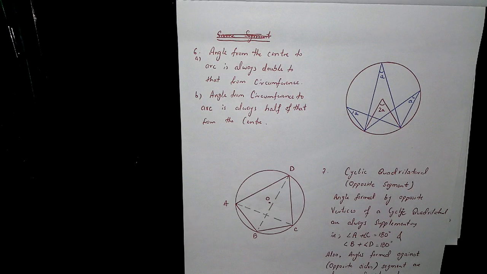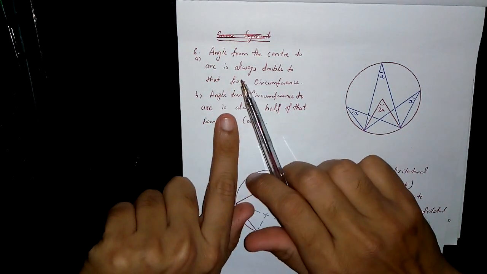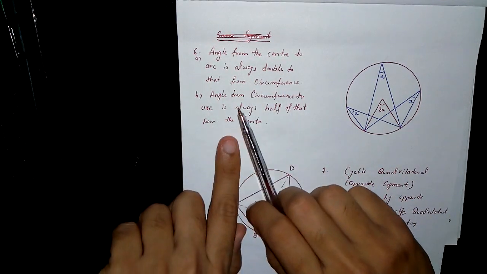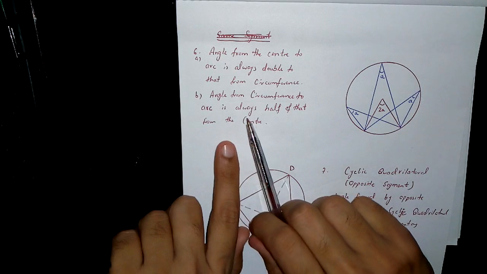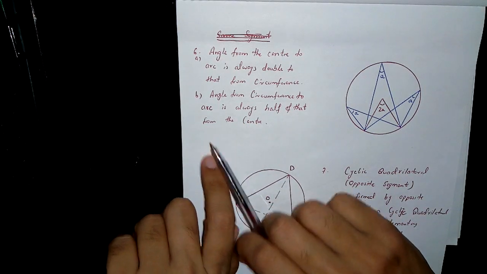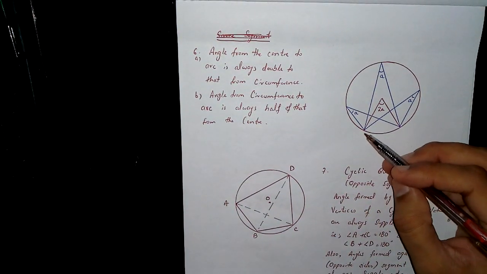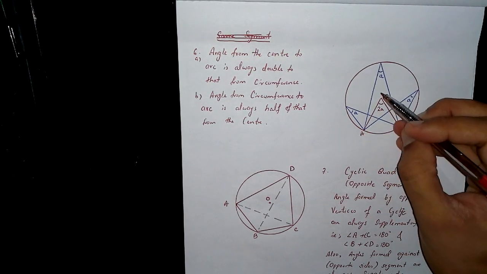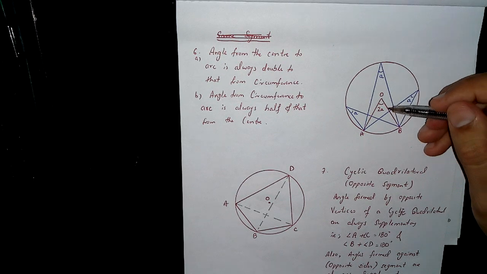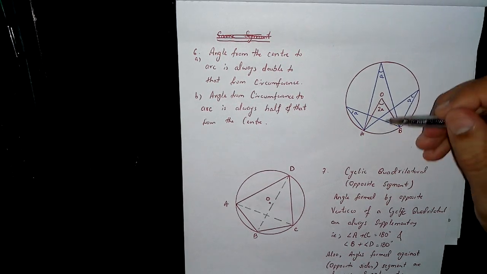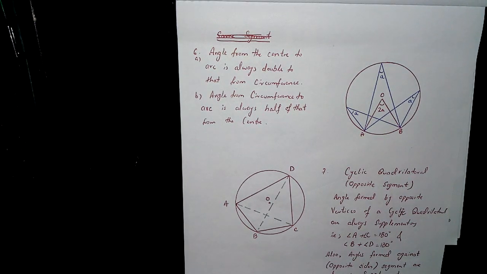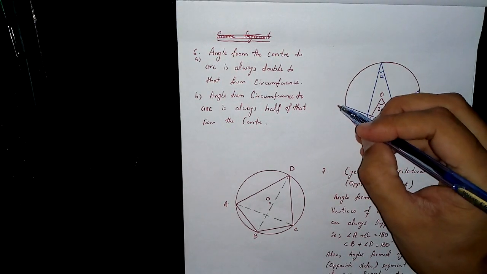Now angles formed from the center to the arc is always double to that from the circumference, or vice versa, the angle from the circumference to the arc is always half of that from the center. Suppose this arc is AB, so if I calculate angle OAB, it is basically the angle from the center to the arc.